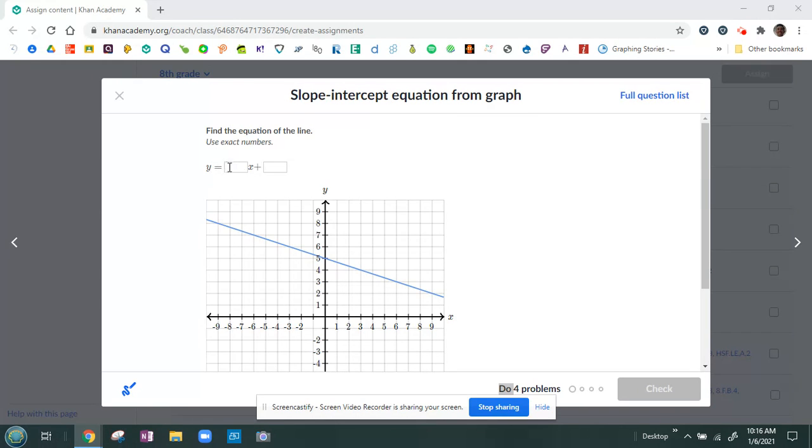We have y equals mx plus b. We have to write an equation from this graph. So I think the easiest part is to see where this blue line crosses the y axis. That's called our y-intercept. It crosses at 5 or (0, 5), but we just put the 5 in the equation. And now what goes here? That would be our slope. How do we find the slope?